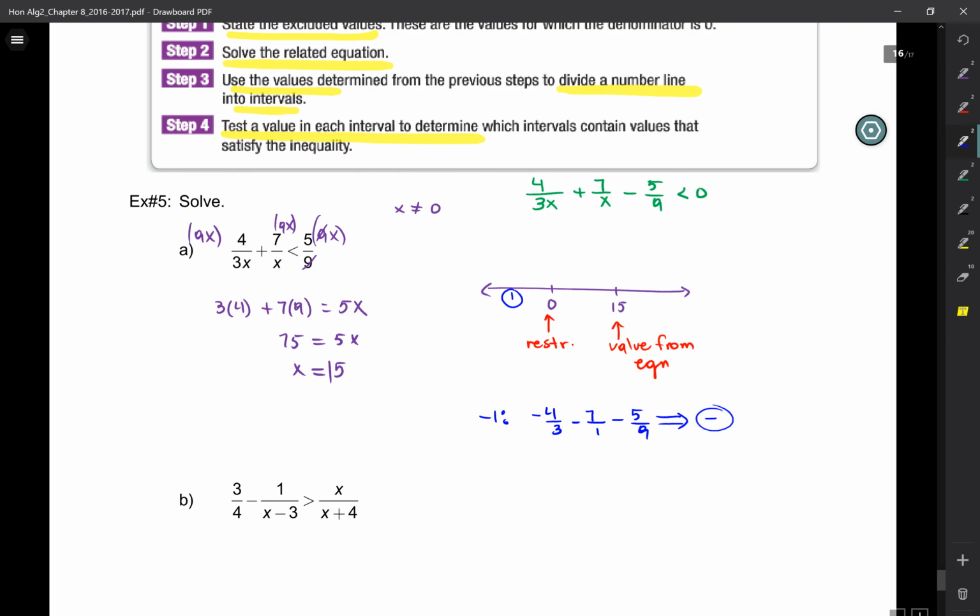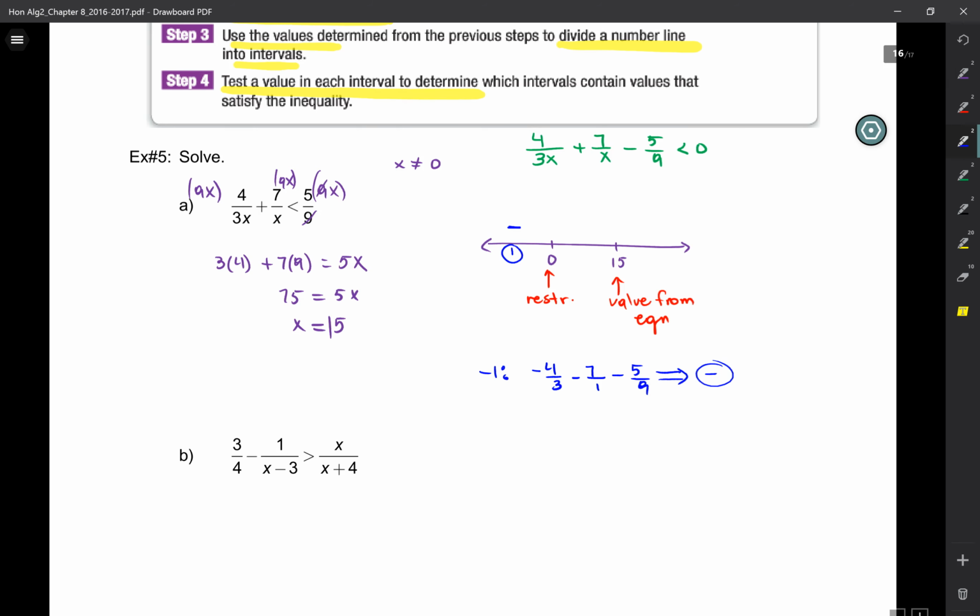Negative. I really don't care what the value is. All I care is that it's negative, so I put a minus there. Okay, between 0 and 15, let's pick another number. What number can we pick? How about we pick 1, just so we get a whole number there.